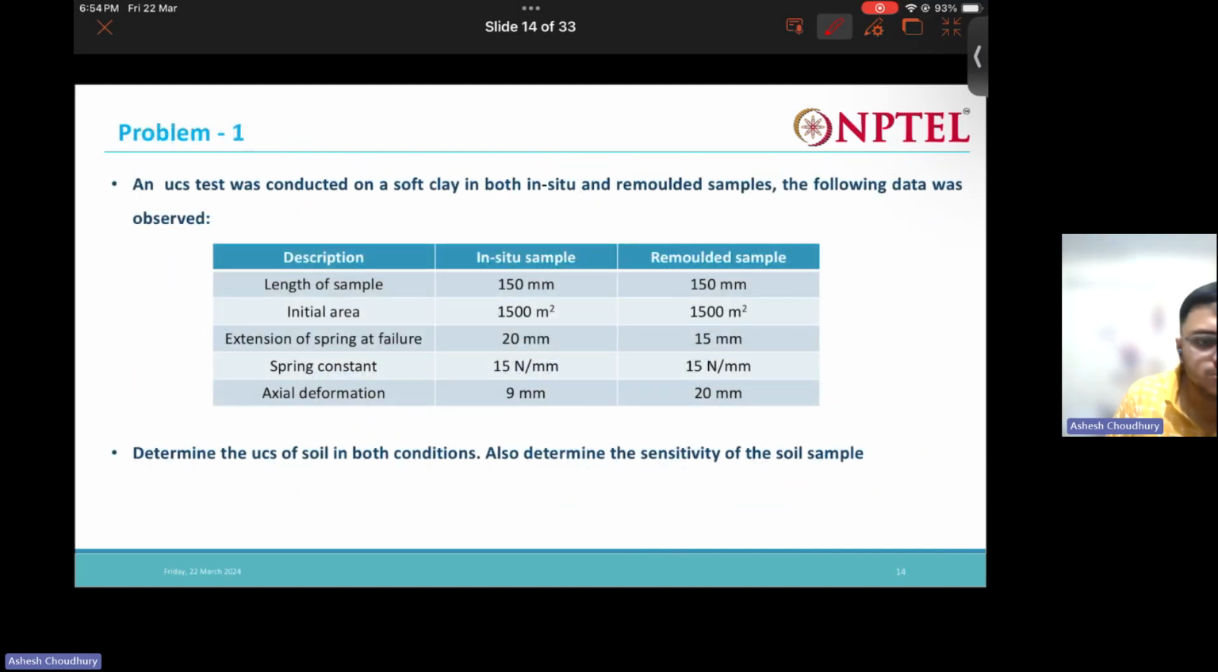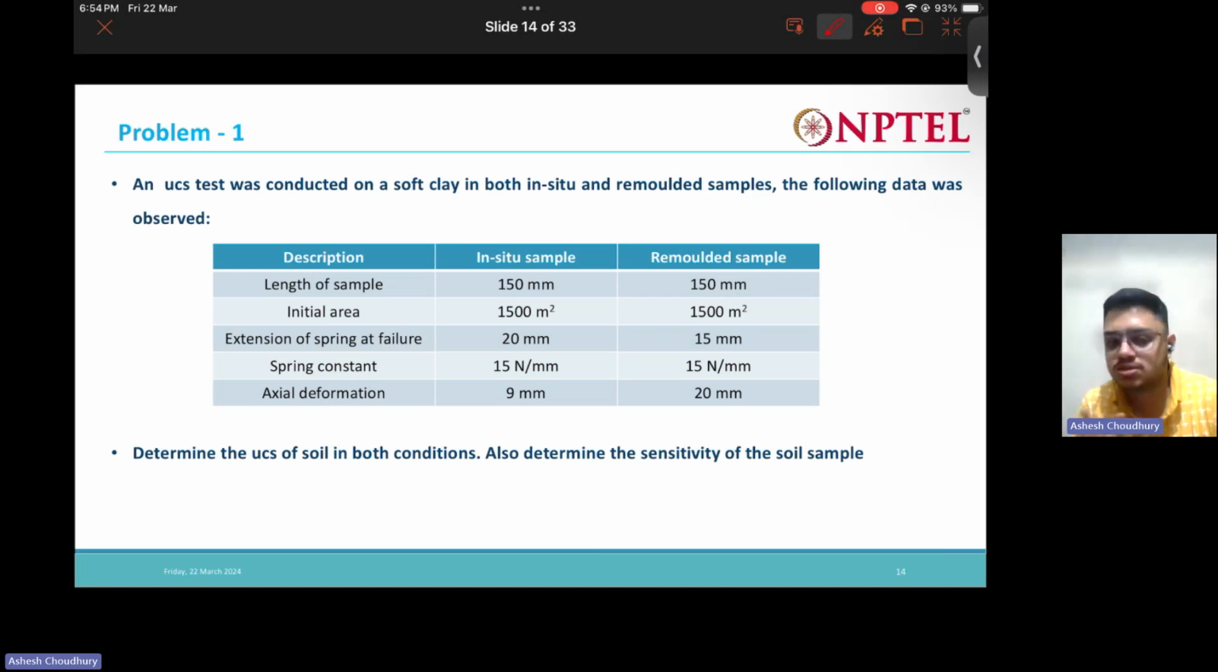So a UCS test was conducted on a soft clay in both in situ and remolded samples. In situ means directly, without disturbing: you take an undisturbed sample and do the test on that. Remolded means you just collect the soil, remold it as a cylinder, and then do the test.